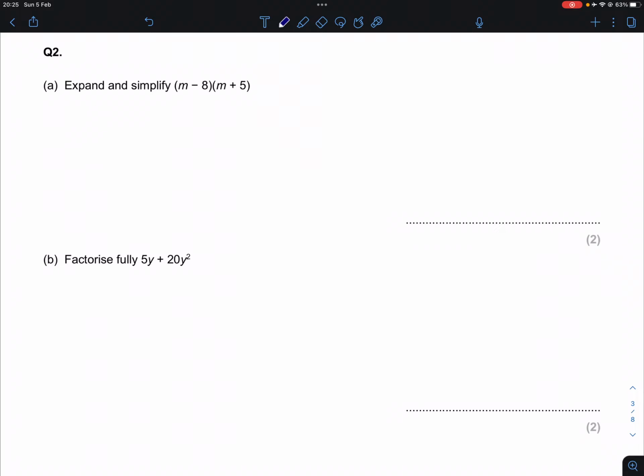Question 2a, expand and simplify the set of double brackets here. So we have an m times an m giving us an m squared. We have an m times a plus 5 giving us a positive 5m. We have a minus 8 times an m giving us a minus 8m. And we have a minus 8 times a positive 5 which will give us a negative 40.